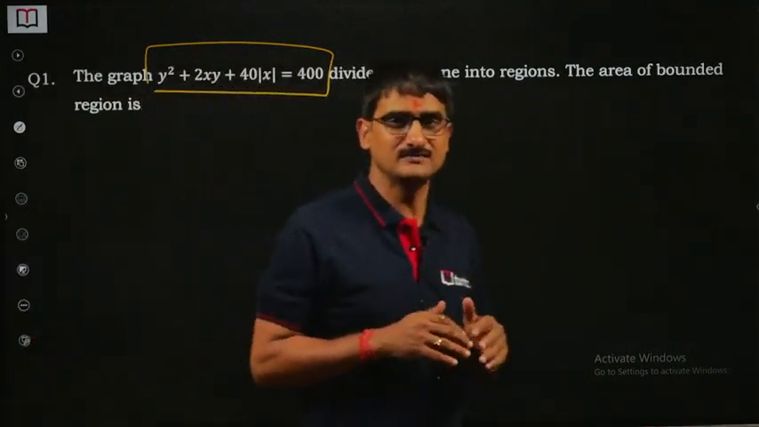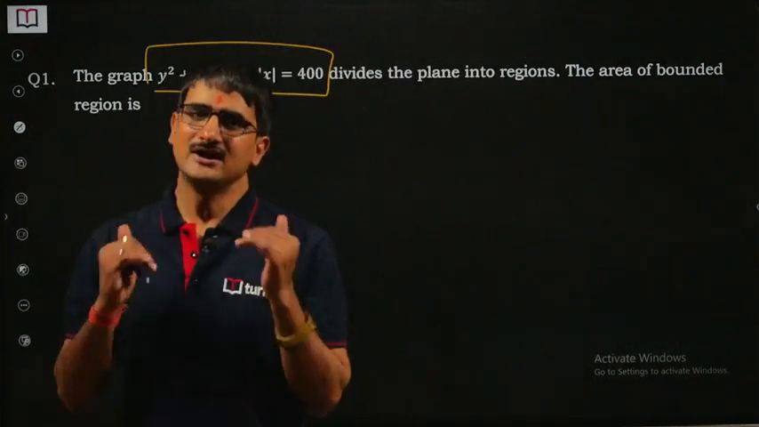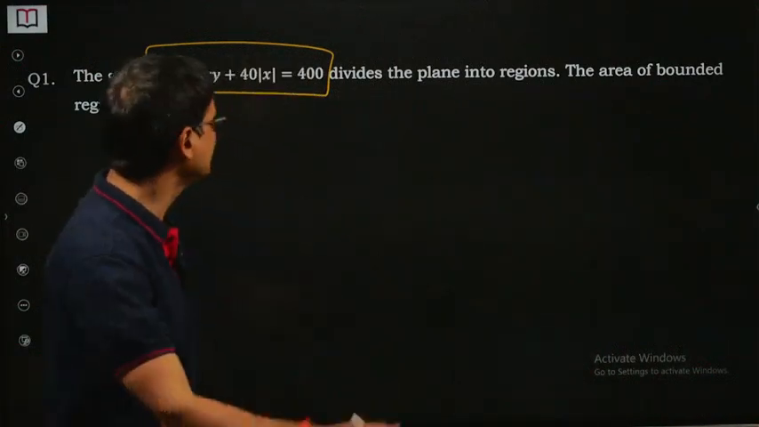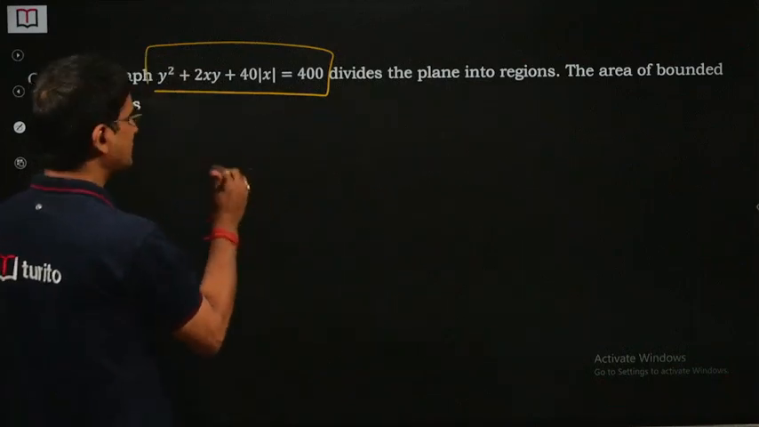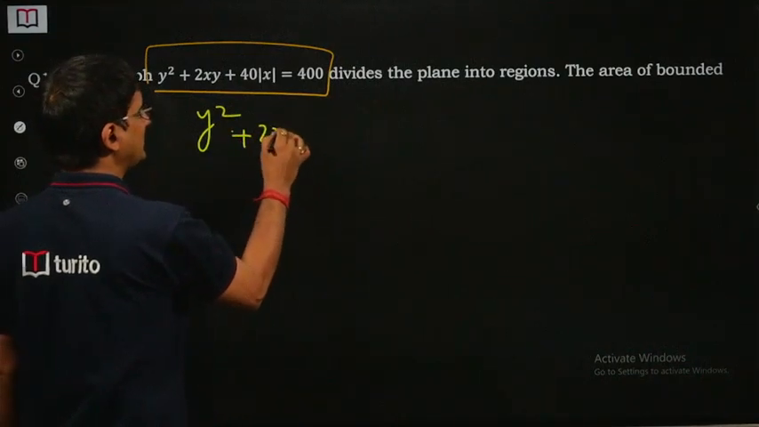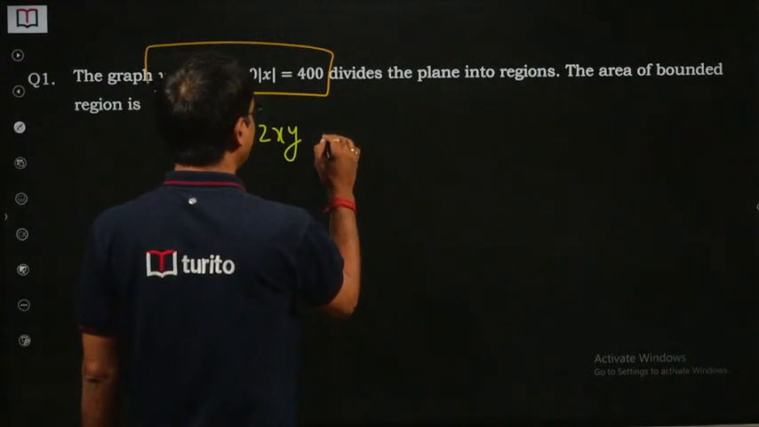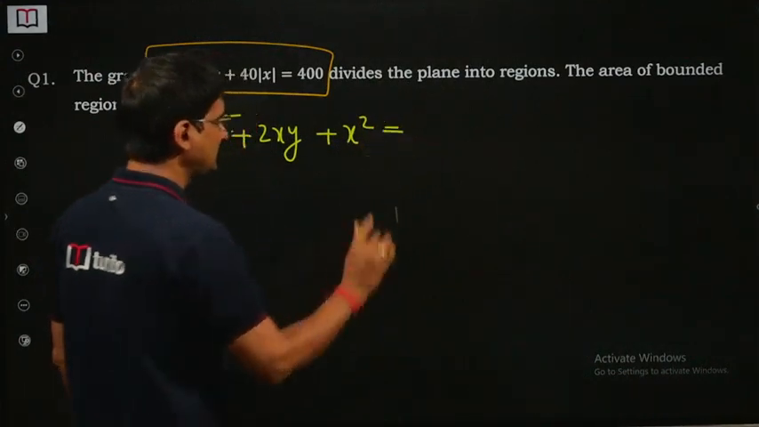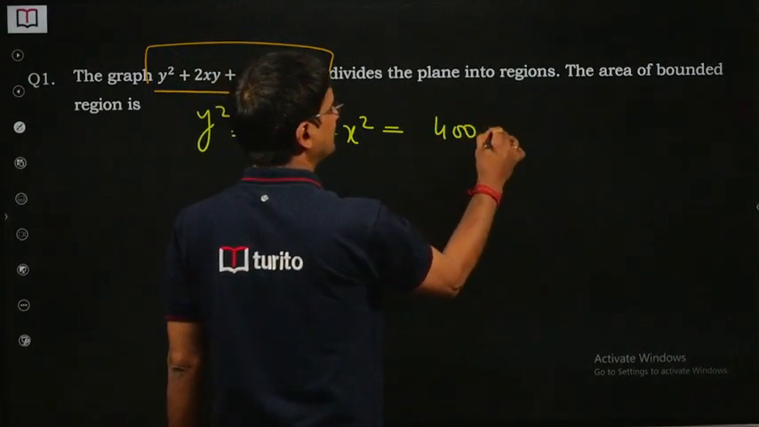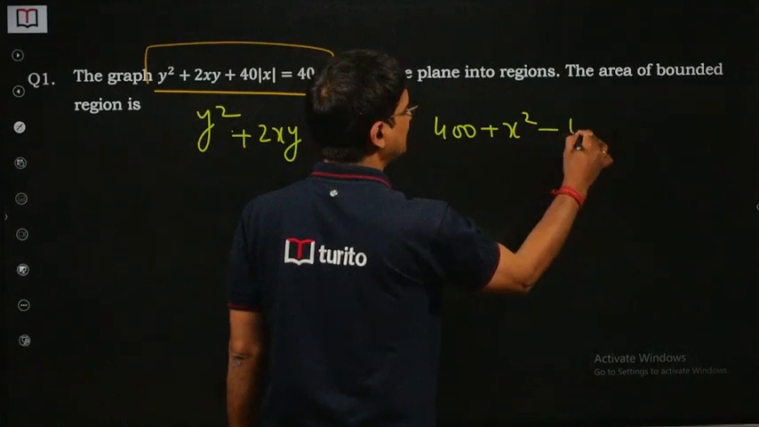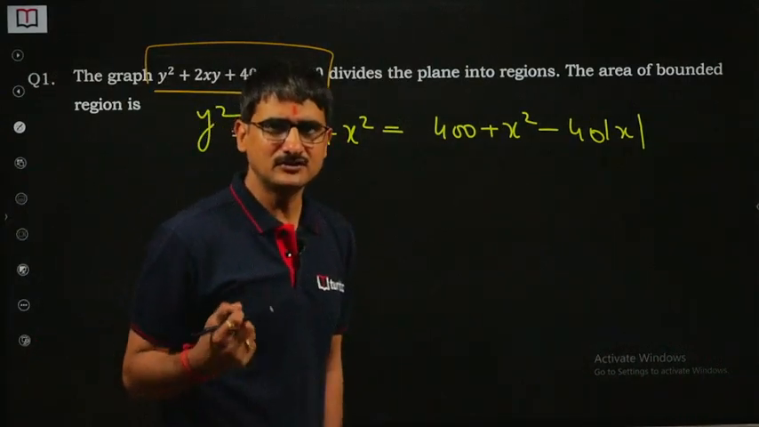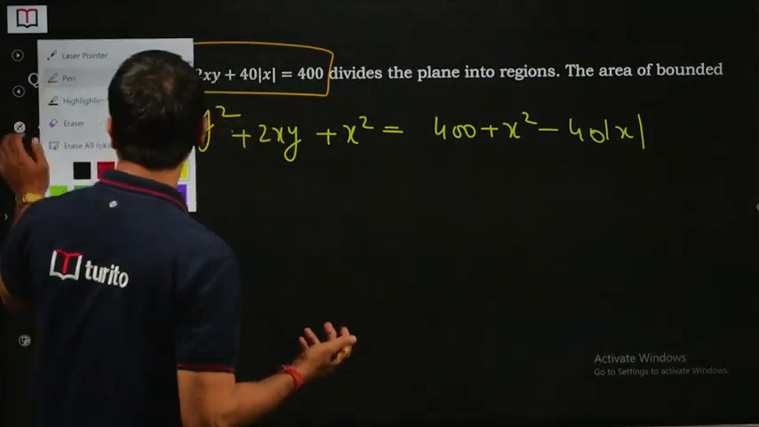Now you may feel that it might be a question of integration. Of course not. I got this question as a question of straight lines, so I just presented it in front of you. Let's draw it. So what will you do? You will say, okay, y square plus 2xy plus x square, I got it as a perfect square. Then take it to that side, so it's 400 plus x square minus 40 times mod x. Whenever we have to get rid of mod x, we have to consider two cases here. So what are those cases?